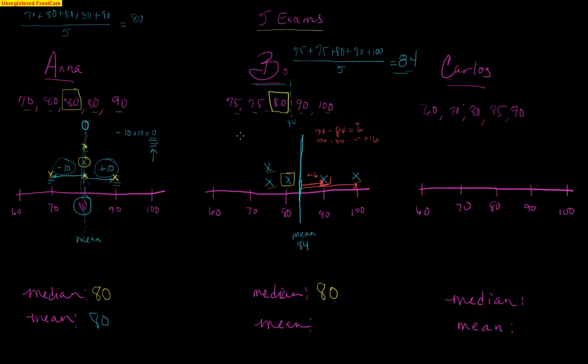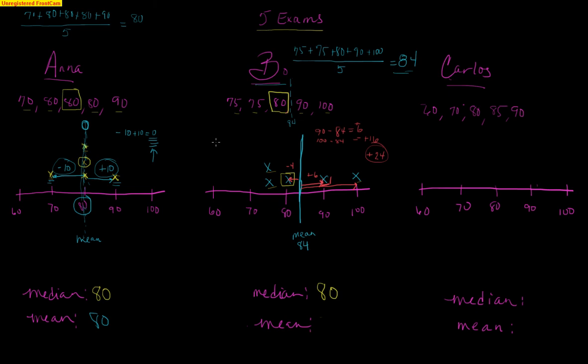All right, and that's it. Those are the only 2 tests to the right of the mean. And if we add 6 to 16, we're going to get a total of plus 22. All right, what about on the other side? Well, this test here, which is the median, is an 80, and the mean is 84. We can see that 80 minus 84 is minus 4 points below the mean.